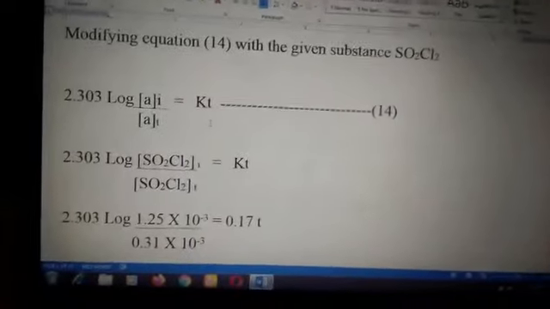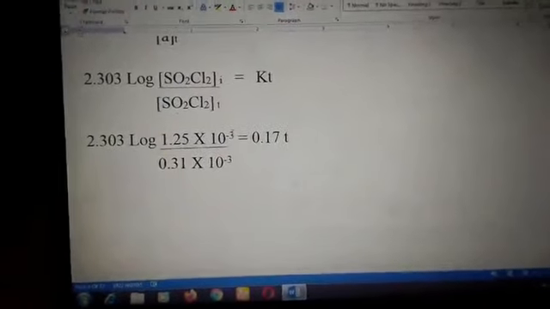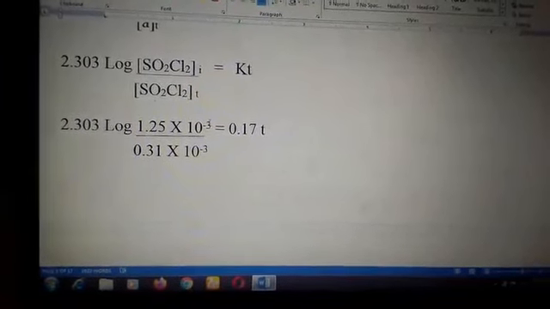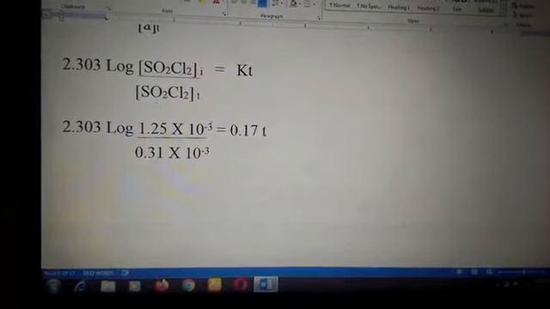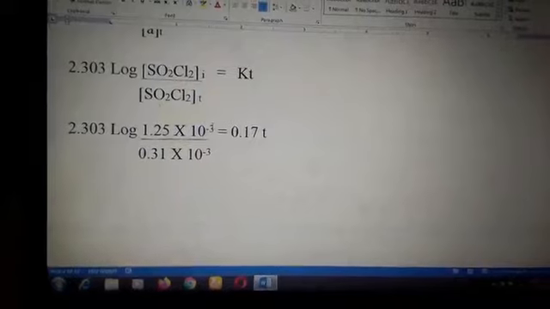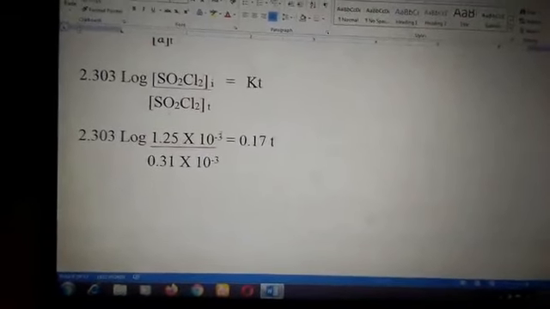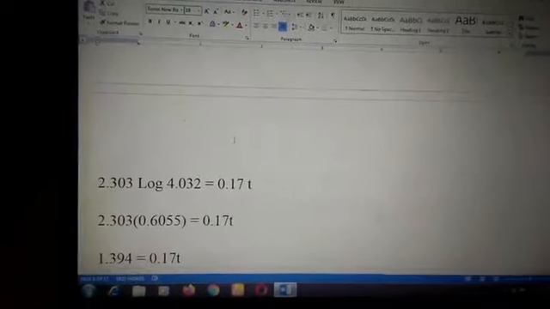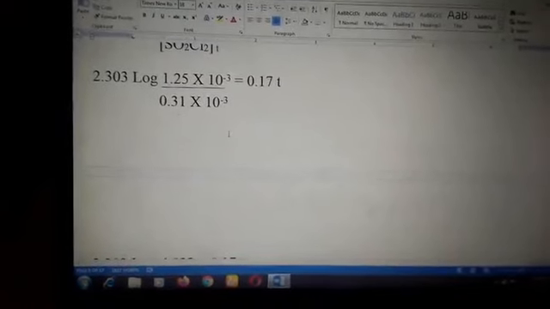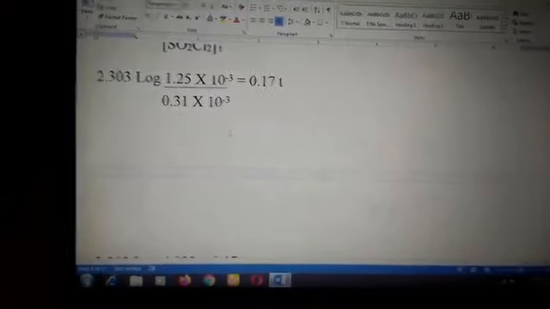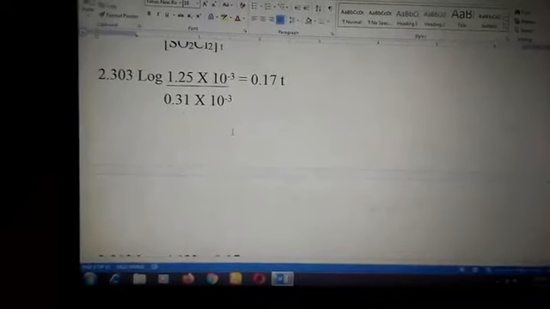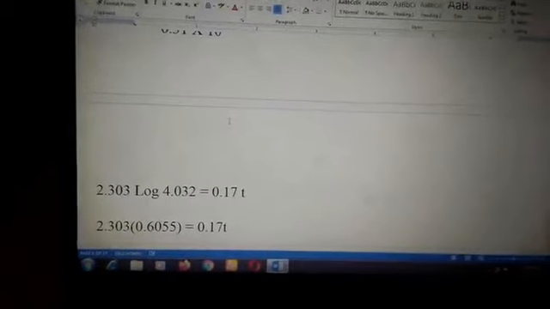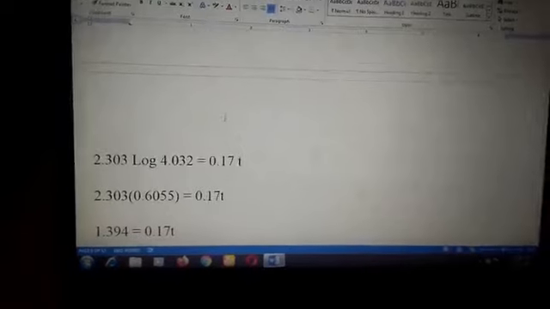We now make our substitution from the values provided in the equation. We have 2.303 log 1.25 × 10^-3, which is the initial concentration, all over 0.31 × 10^-3, which is the concentration at time t, equal to 0.17, which is the rate constant per hour, times t. So we'll simplify further. So we now have 2.303 log, you divide 1.25 × 10^-3 by 0.31 × 10^-3, and you're going to have 4.032 equal to the right-hand side 0.17t.